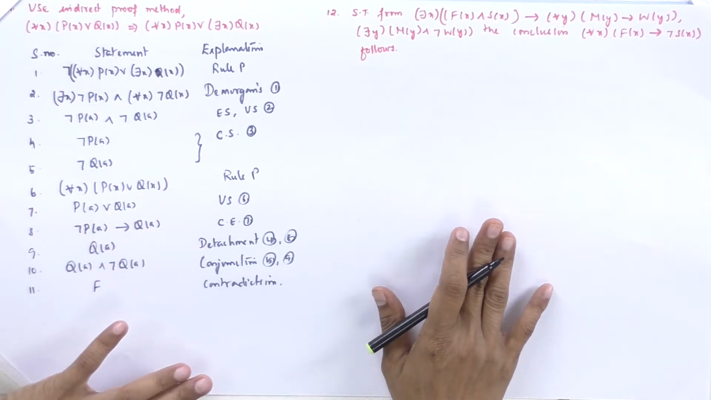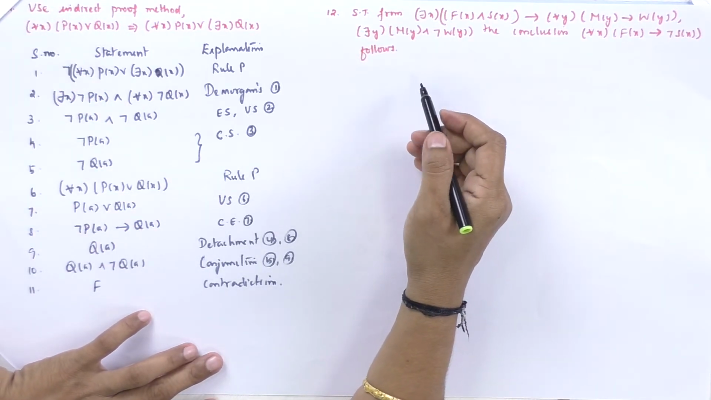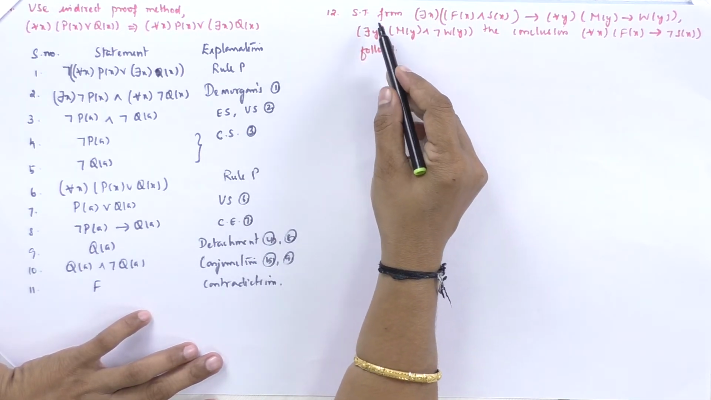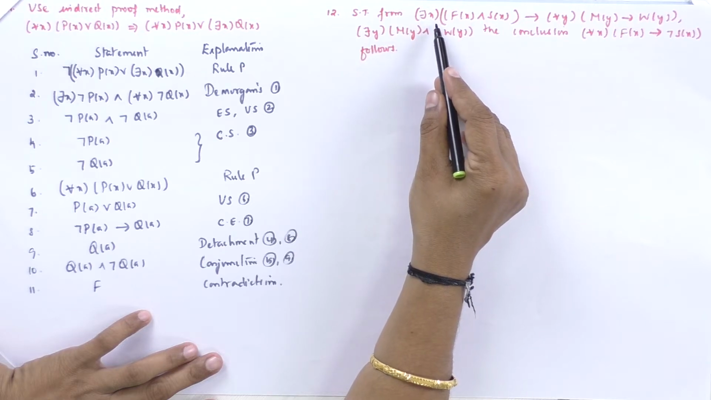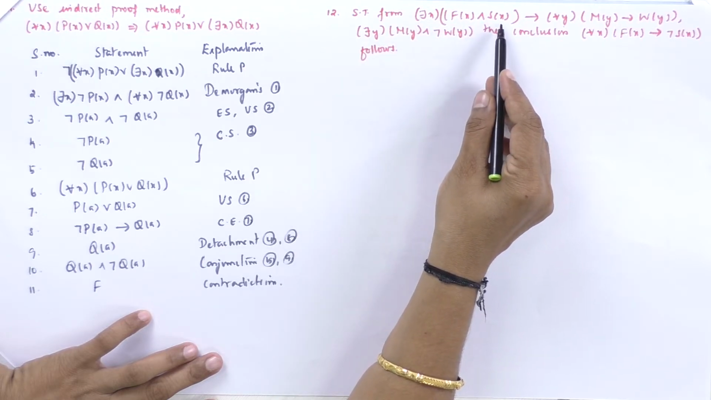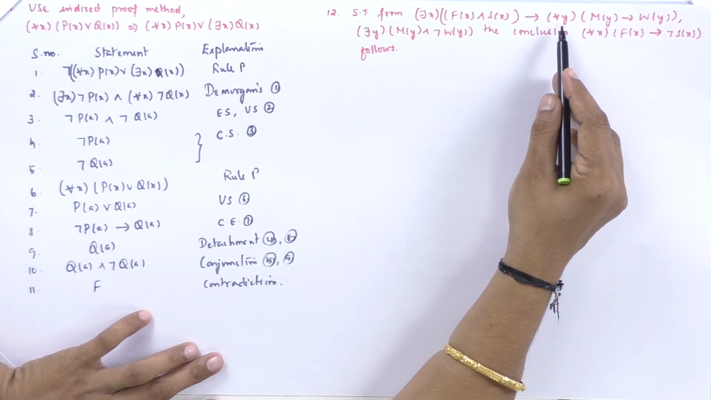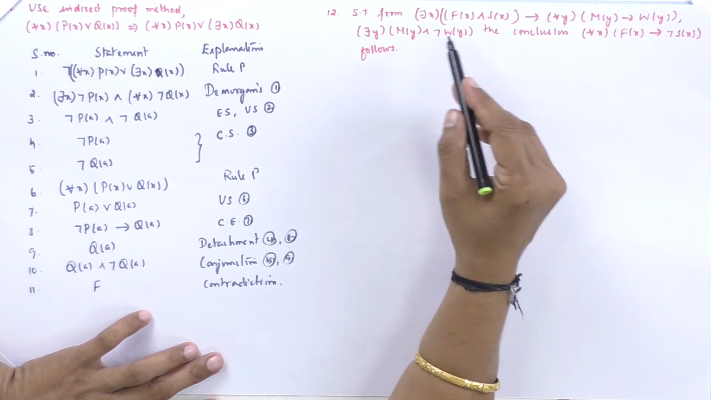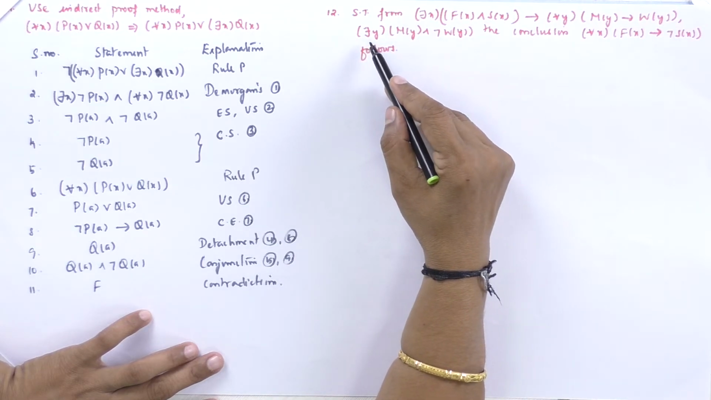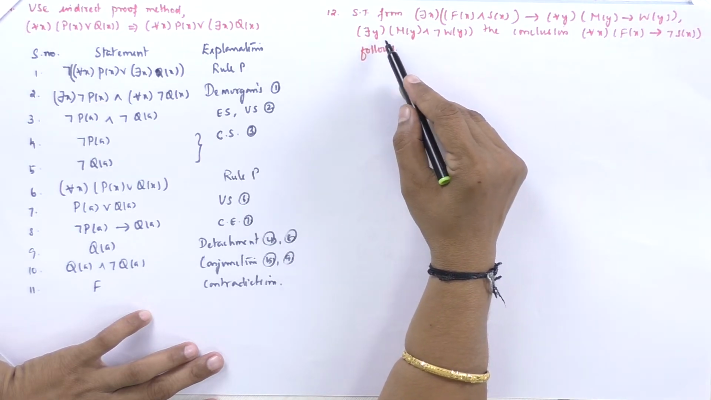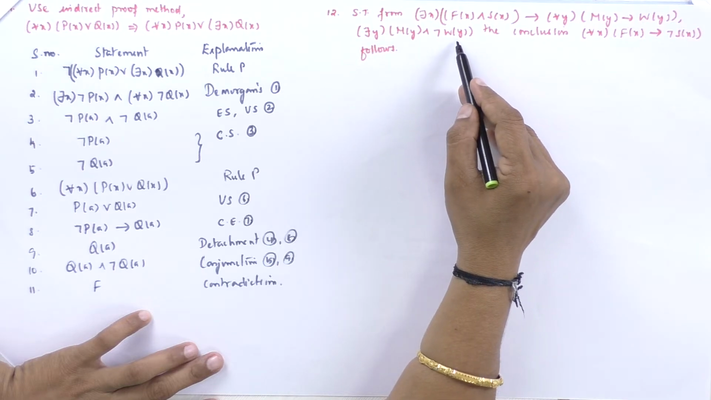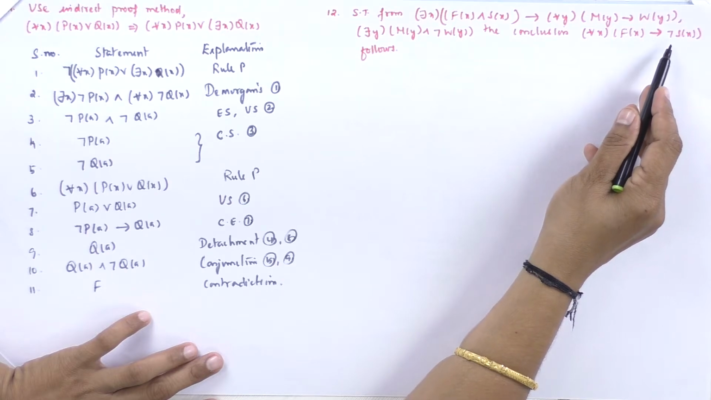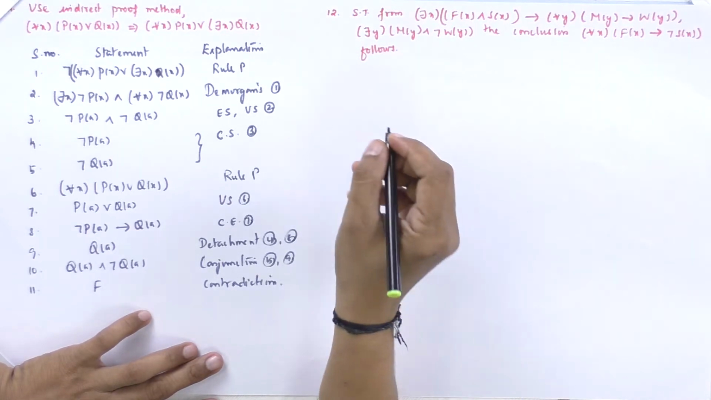So, we will fix this to be the last problem of today's video session. Show that from there exists x, f of x and s of x, conditional for all y, m of y, conditional w of y, and also negation, there exists y, m of y and negation w of y, the conclusion is for all x, f of x conditional, negation s of x, right.